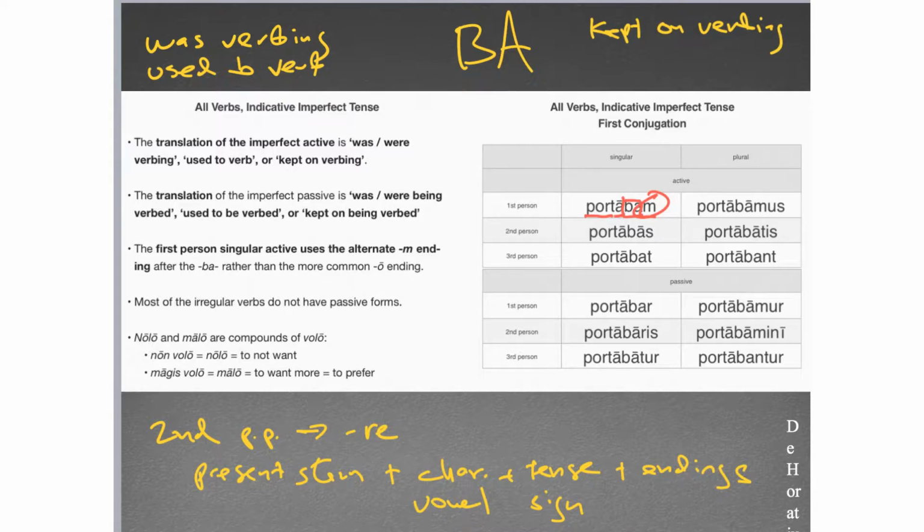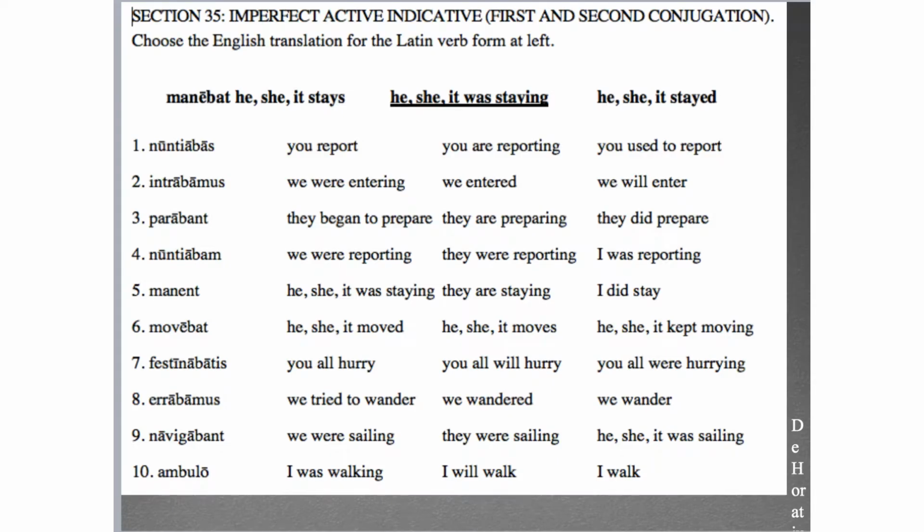So that's was verbing. I was running for 4 miles. I was studying for 4 hours. It's continuous. It stretches out over a period of time. All right, so that's the imperfect.